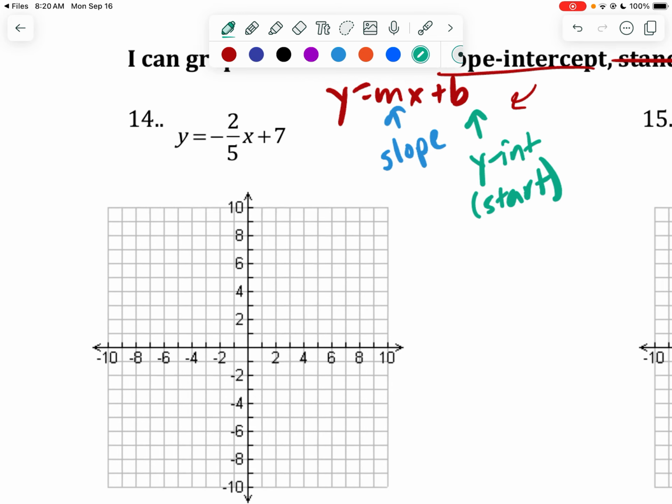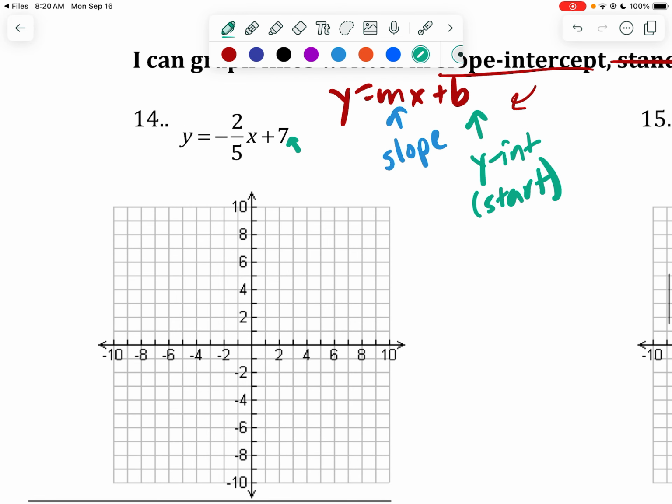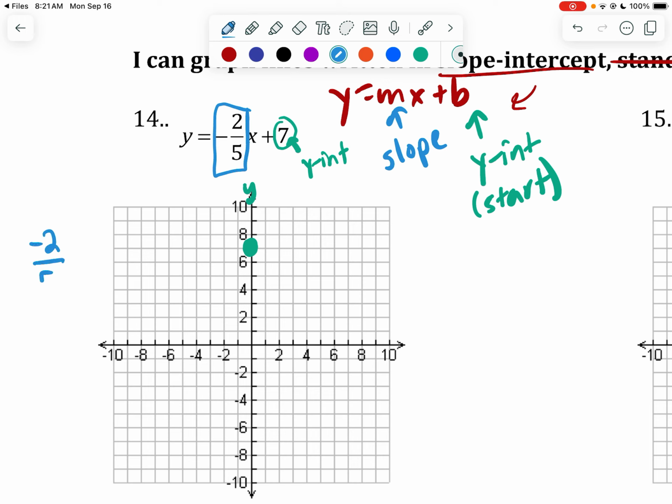Okay, so let's start on that one. That last number, 7, that's your y-intercept. That's where we start. That's on your y-axis. So we'll always go up or down. This one's positive, so I'm going to go up, put a point at 7. Now this number, the number in front of x, that's always your slope. So this is -2/5. You can put that negative on the top.